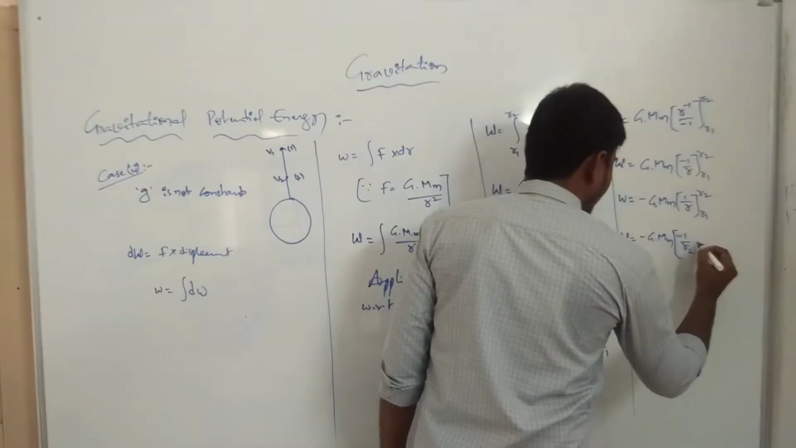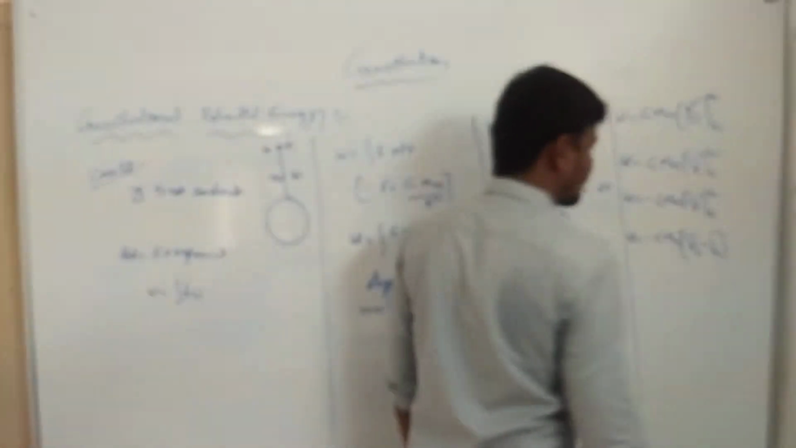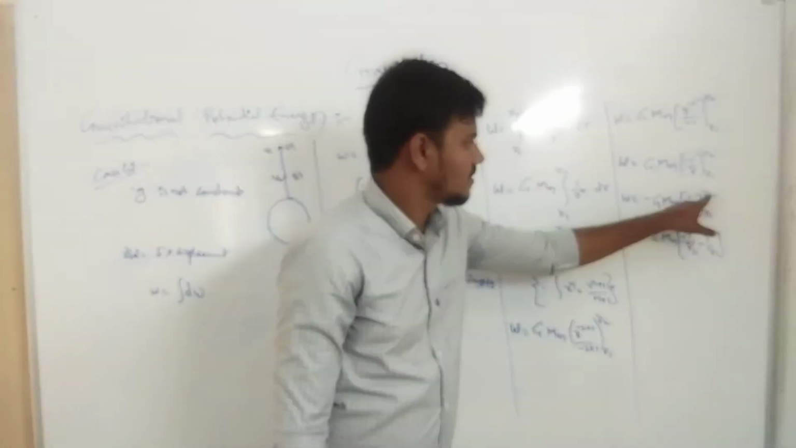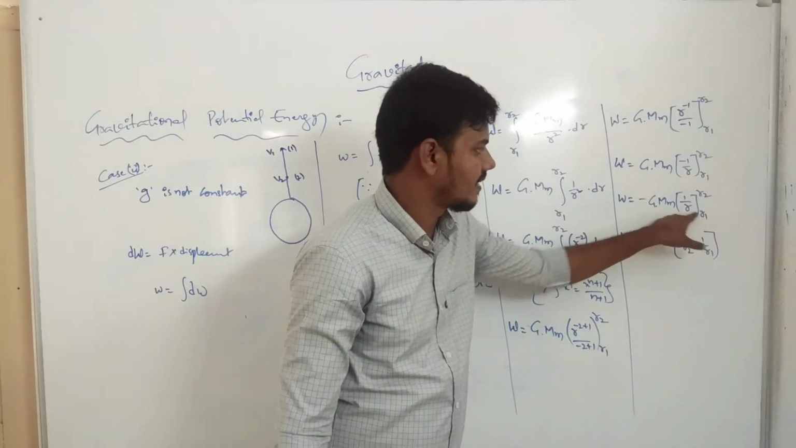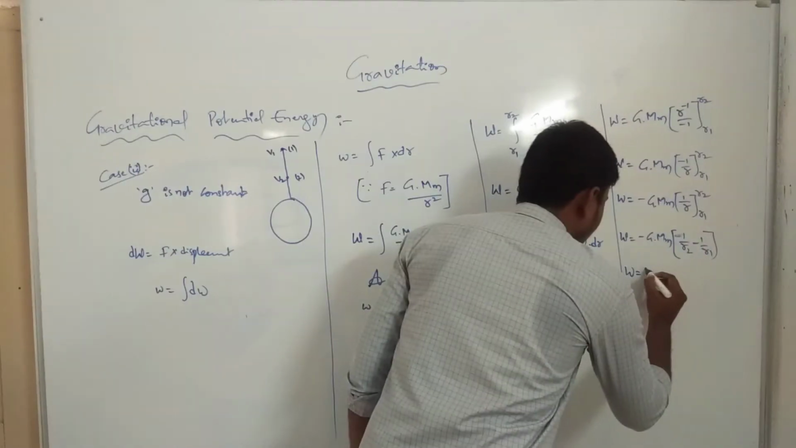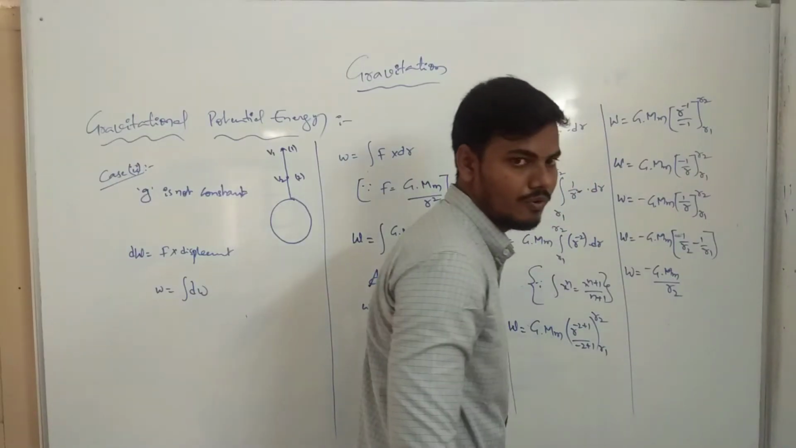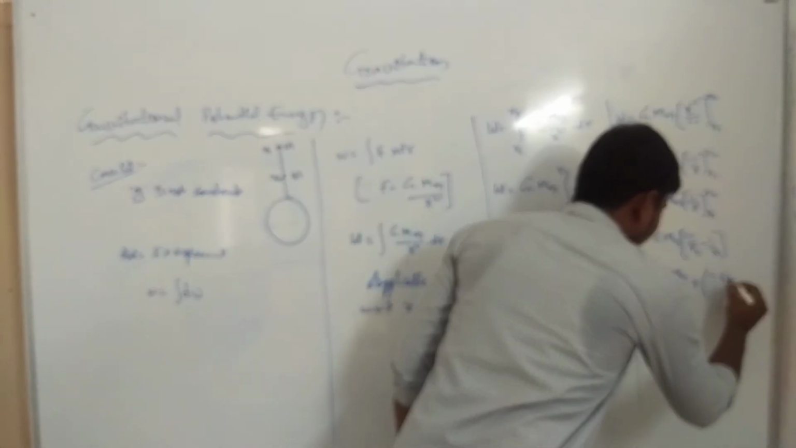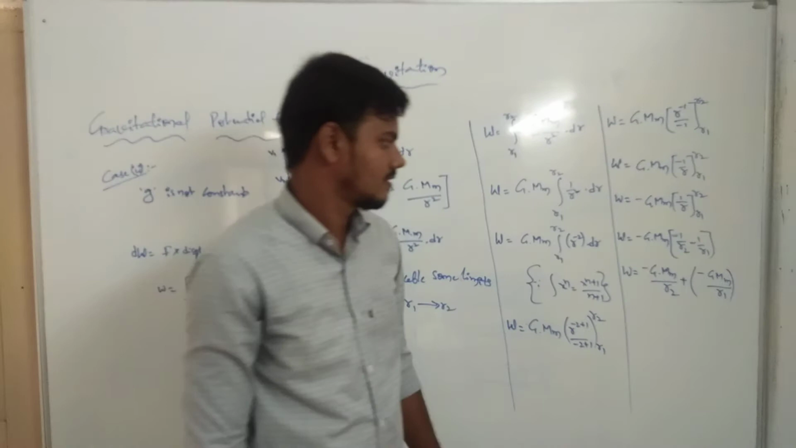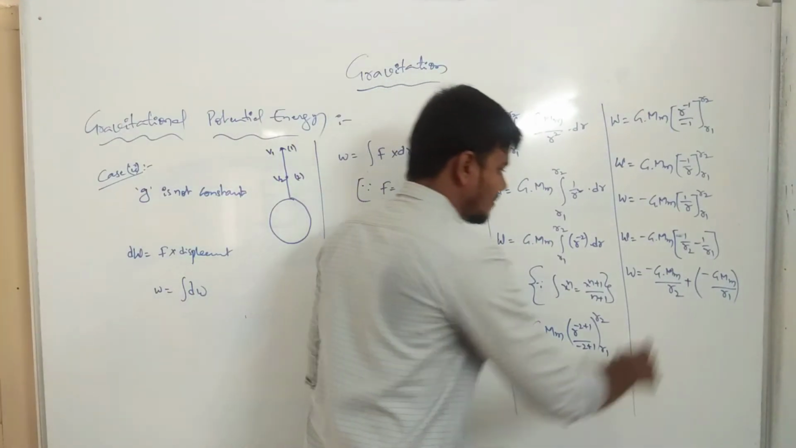Minus, sorry, 1 by r2. Now next one, minus 1 by r1. First we apply the r2 function, next we apply the r1 function. Now work W is equal to minus G M m by r2, plus minus of G M m by r1. Clear? Now first we are introducing this one.